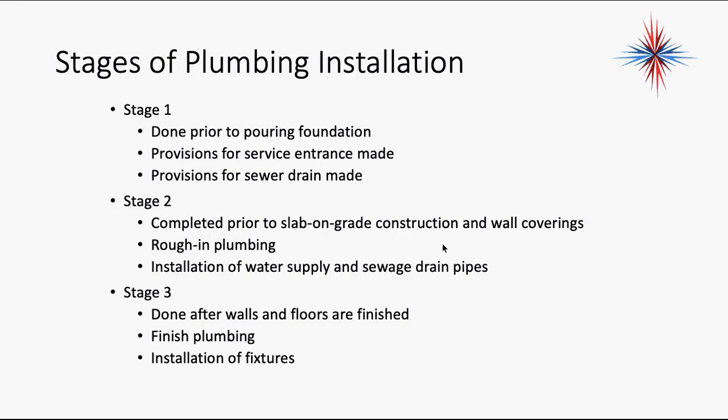Stage 2 is completed prior to slab on grade construction. In other words, the plumbing is all roughed in. What that means is the pipes are put in, in their proper locations from a piping perspective, especially if they have to go under the concrete subfloor, because they'll pour the concrete right over it. If it goes under the subfloor, it's PVC material most often, or CPVC. You do the installation of water supply and sewage drain pipes. That's stage 2. Stage 3 is done after the walls are finished.